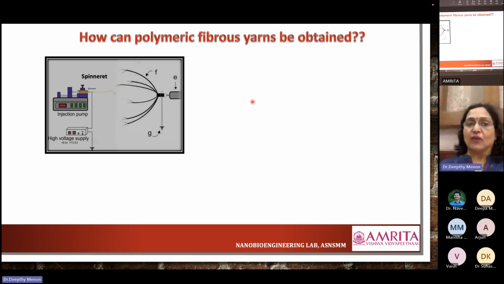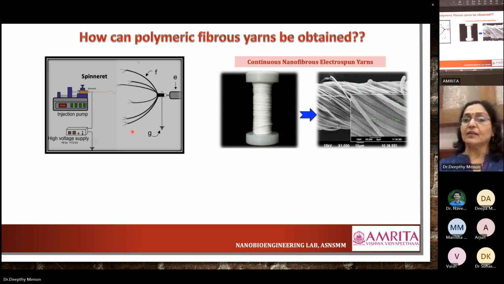Yes, it took us some time to understand, but we changed the geometry of the collector. I told you the collector which was otherwise used is a flat collector. We introduced spines like this. And there you go. The fibers which collected there could be bundled together to get a thread.